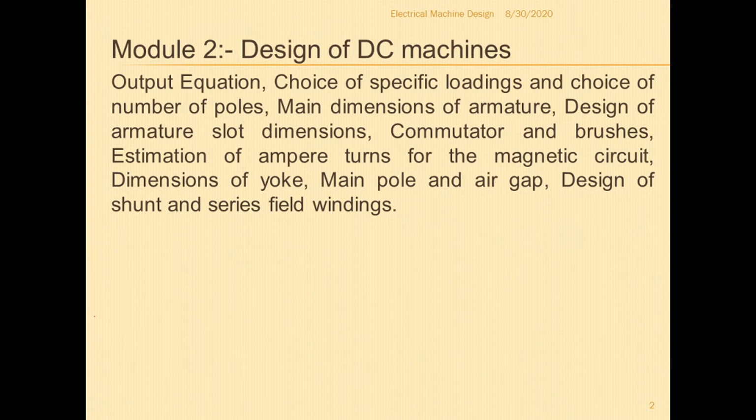Then design of armature slot dimensions. So armature will be having the slots. In the slots you will be having the conductors, correct. So all these parameters, the construction part, working principle, everything you studied in your lower semester. So that you have to recall when you are learning about this particular module. So design of armature slot, its dimensions, commutator and brushes, its dimensions, its design parameters, then estimation of ampere turns for the magnetic circuit, dimensions of the yoke, that is the outermost part, correct.